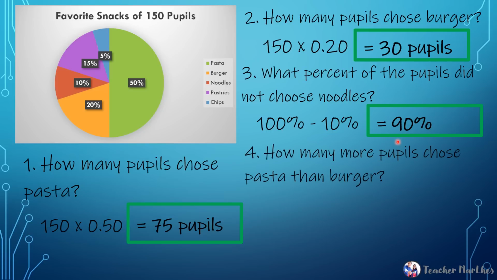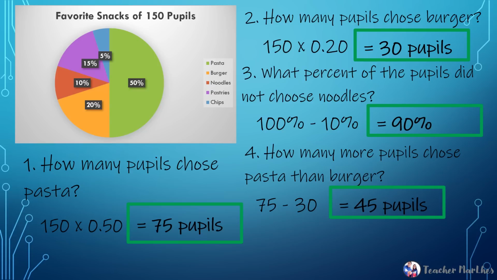Question number 4. How many more pupils chose pasta than burger? So, di ba, kanina, na-compute na natin kung ilang estudyante yung pumili ng pasta. Ilan din estudyante yung pumili ng burger. So, ang gagawin na lang natin, ipagminus. So, 75 minus 30 is equal to 45 pupils.